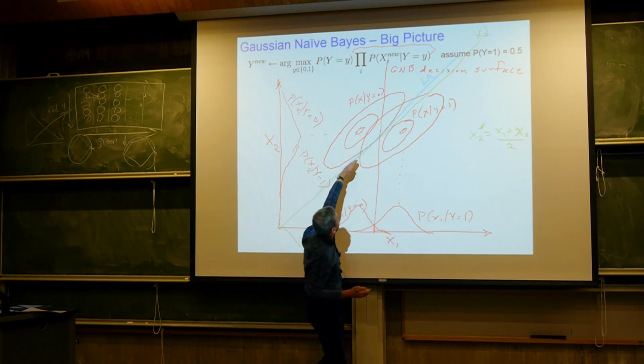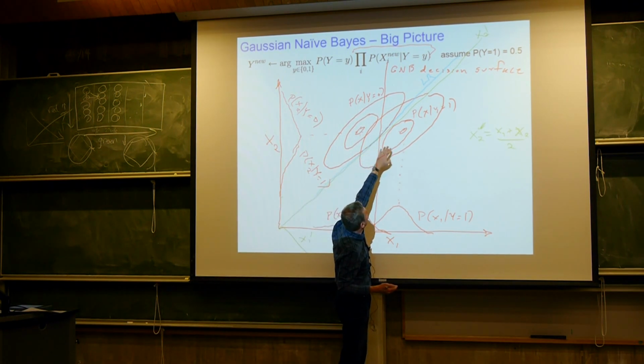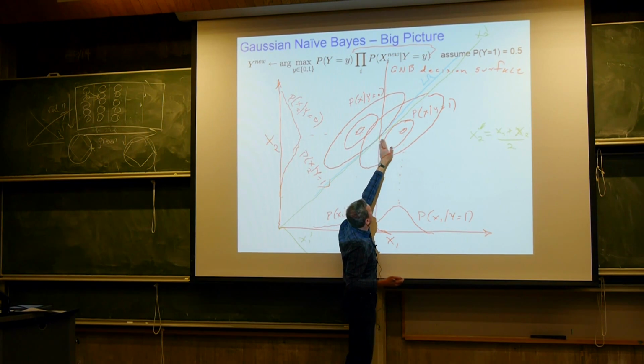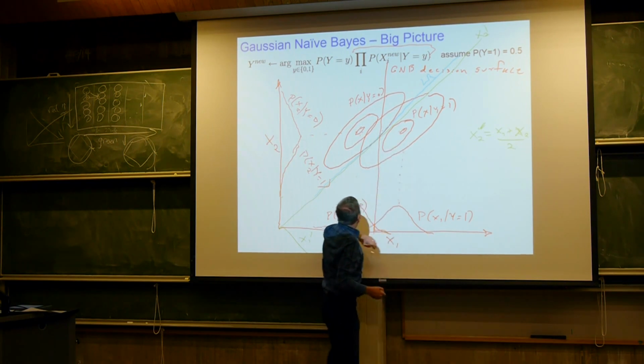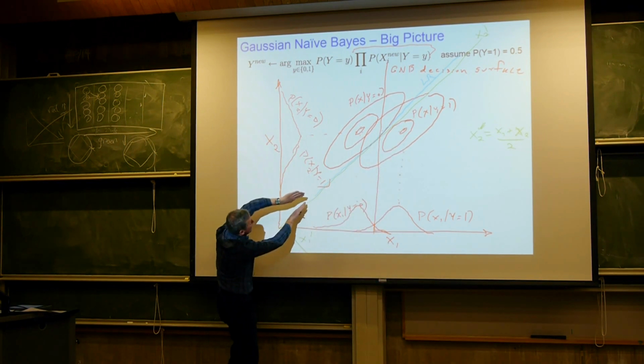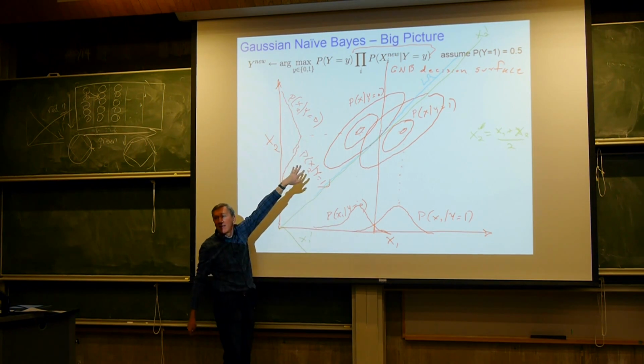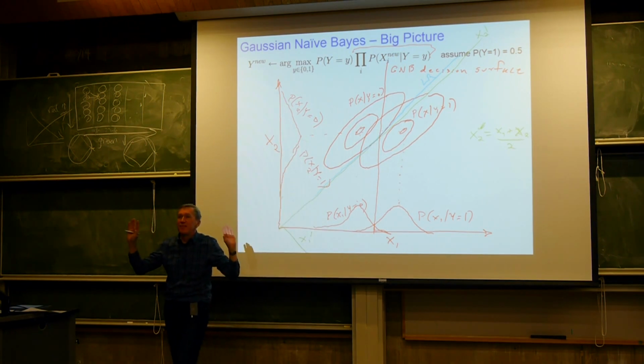Because now, in terms of the p of x2 prime given y equals 1 and 0, I'll have two different distributions. This one will be a Gaussian that peaks here on x2 prime versus there. And of course, in terms of x1 prime, I'll get a beautiful split as well. So I'll do just fine.